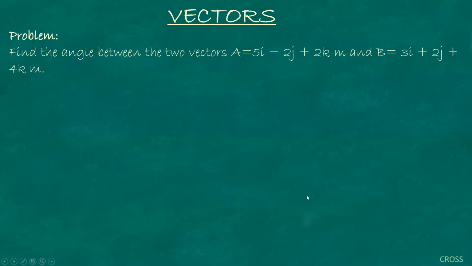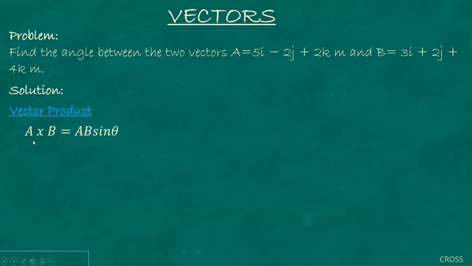So, to explain, tagaan pag inani ng problem, find the angle between the two vectors A and B. Pwede ka magamit og cross, pwede ka magamit og scalar. Pareho ra result. Okay, explain na. Sige. I will start with vector product. Okay, so A cross B equals AB sin theta.